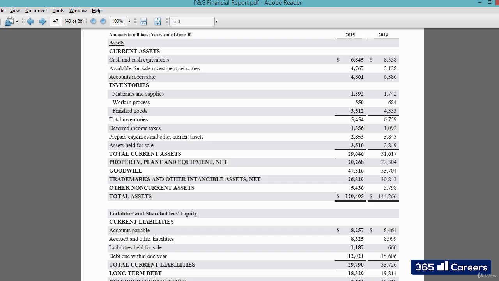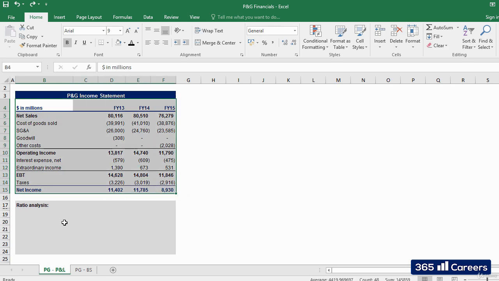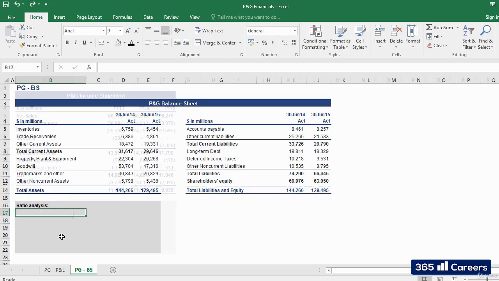Very well. Now I'll transfer the information that we have in this PDF file into Excel, as this will allow me to work with the numbers much easier. I'll see you in a moment. Right, so here we are. This is how the numbers look in Excel. I've used the exact same numbers as the ones that we saw in the PDF file. In the two sheets here, we have P&L and balance sheet numbers that are ready to be examined.